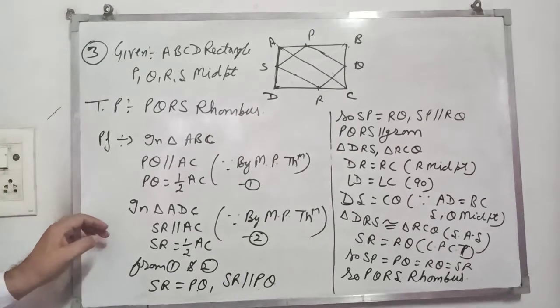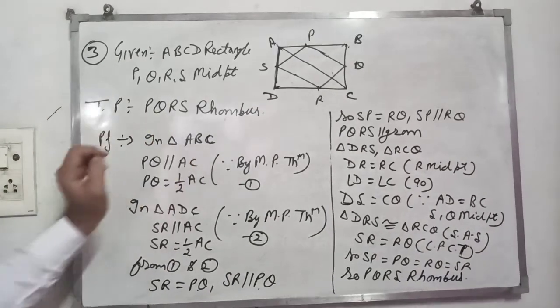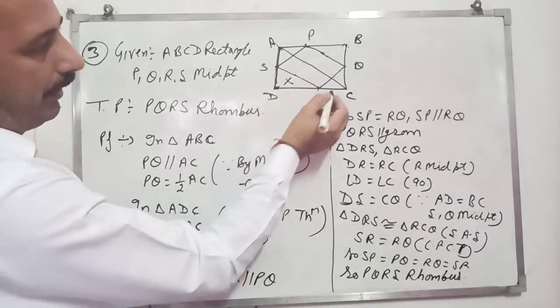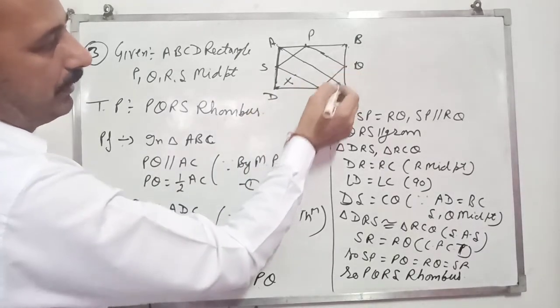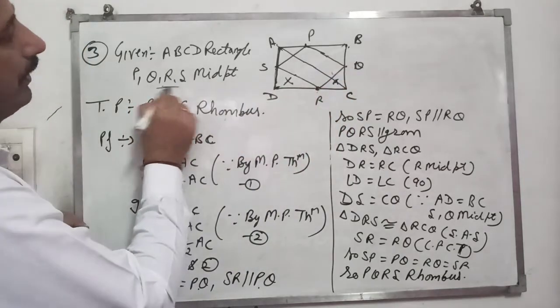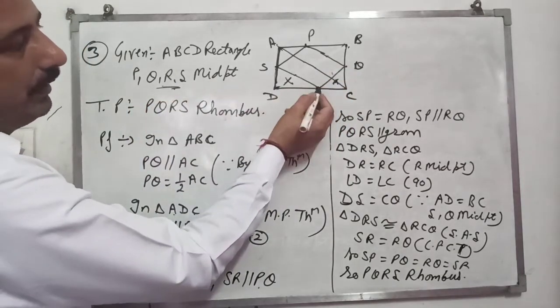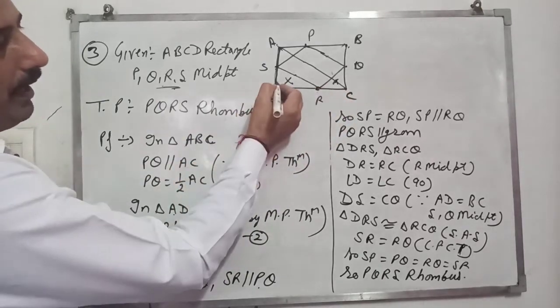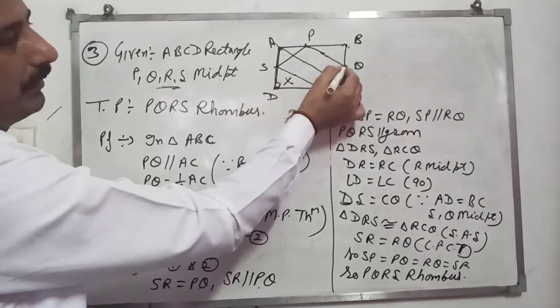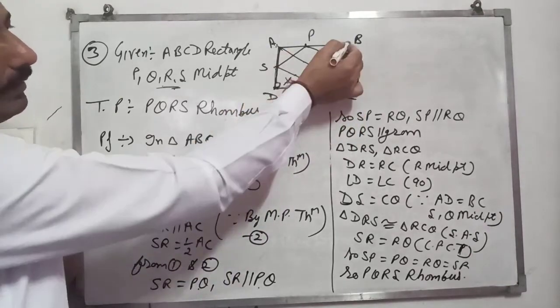But we want to prove it's a rhombus. So what we can do, we use the two triangles, the triangle DSR and RCQ. Now R is the midpoint, as already mentioned. So DR equal to RC, angle D equal to angle C, it's 90 degrees. DS equal to CQ because AD equal to BC.